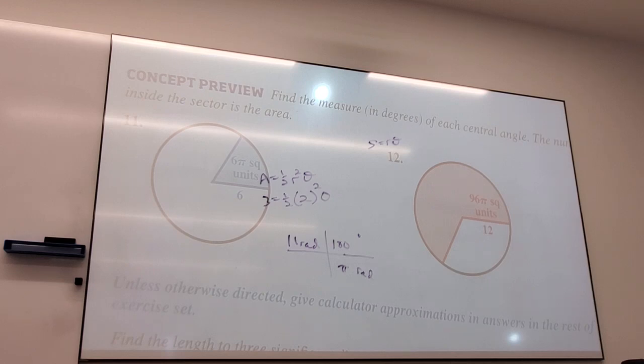So remember the 2 formulas. S equals r theta. A equals 1/2 r squared theta. They are just formulas like any other formula in algebra. If I know enough of the other variables, I can solve for any other variable. You guys with me? Yes.